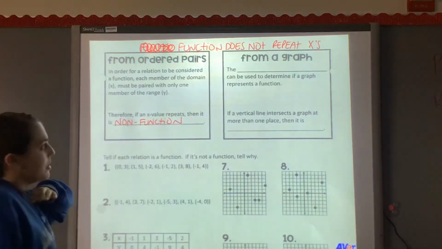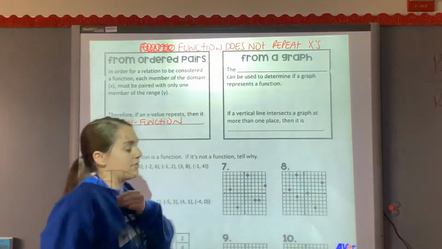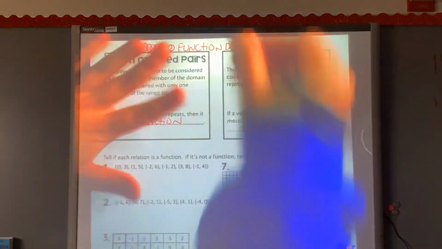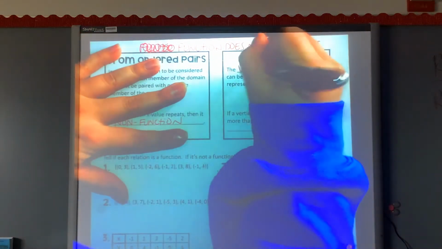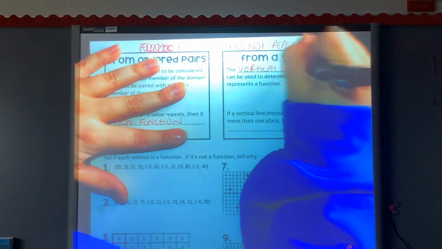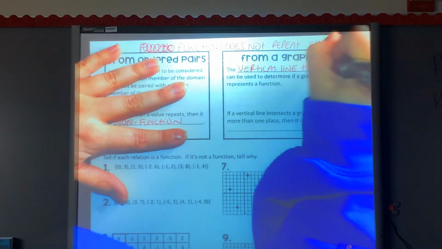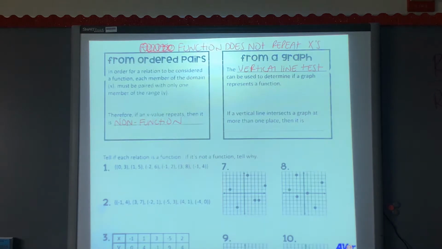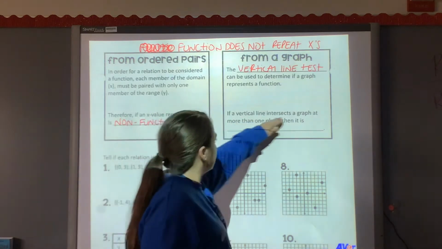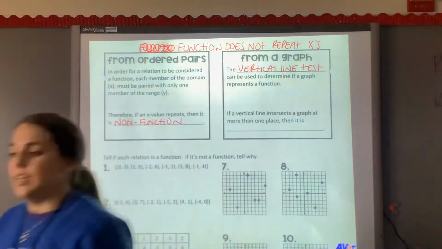The blank can be used to determine if a graph represents a function. We talked about this in our last video. It is a vertical line test. If you draw a vertical line and it touches more than once, it is not okay. If it passes the vertical line test, that means it doesn't touch more than once. It is a function, and if not, it is not a function. So it says if a vertical line intersects a graph in more than one place, it is a non-function.